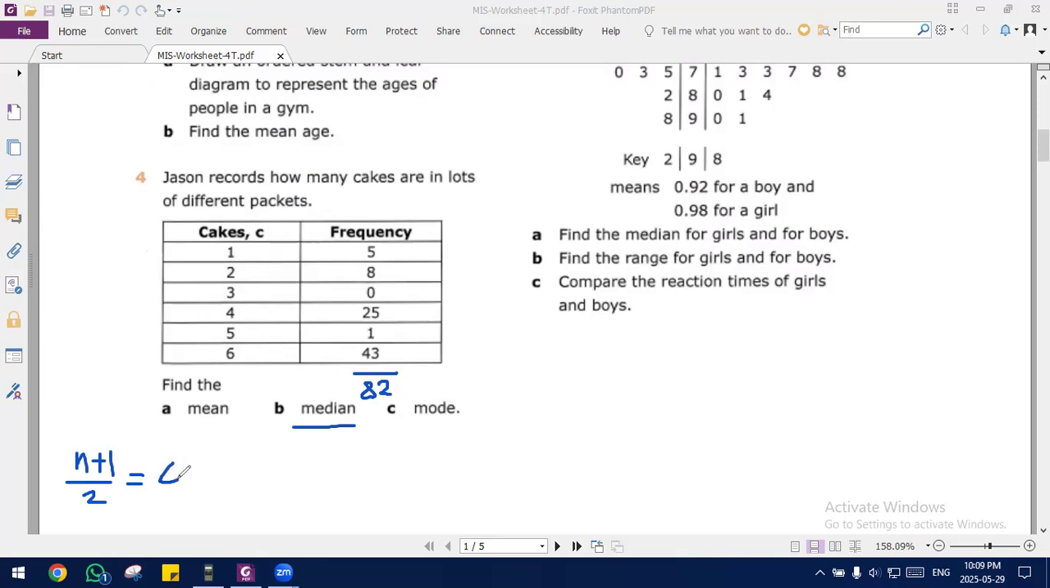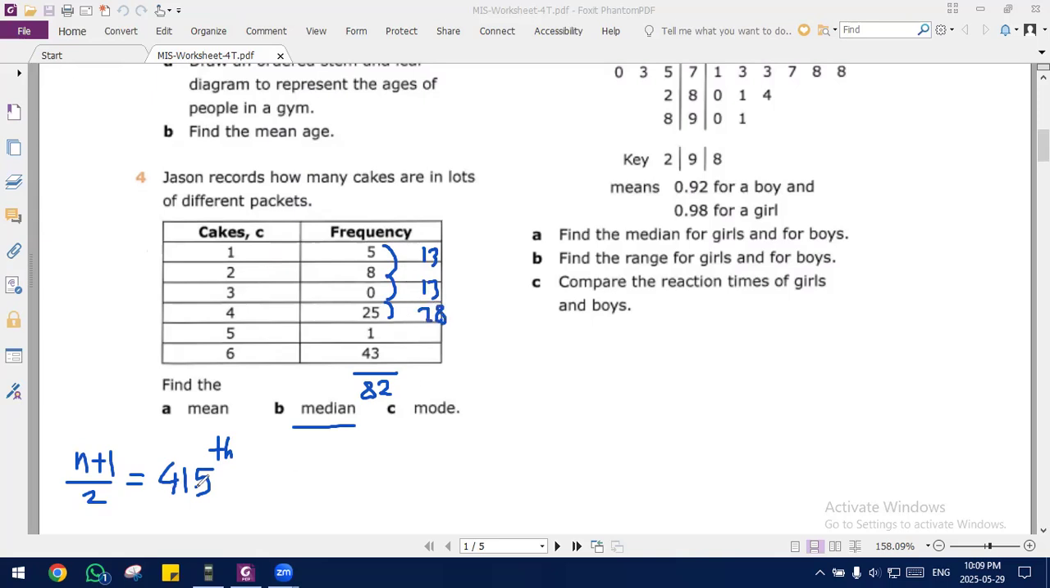What does that mean? Is it the value of the median? No, this is the place where I can find the median. So 41.5, I need to check it's in which group. How do I check? We start adding from the beginning. Here I have 5 cakes. Here I have 8. So 5 plus 8, till now I have 13 cakes. Plus 0, it's still 13. Plus 25. So till now I have 28 cakes.